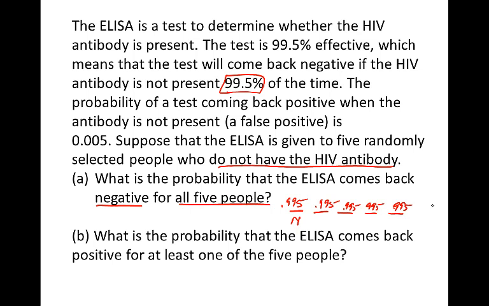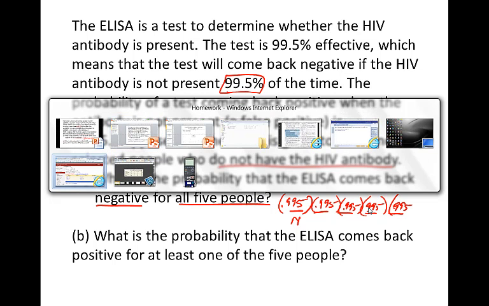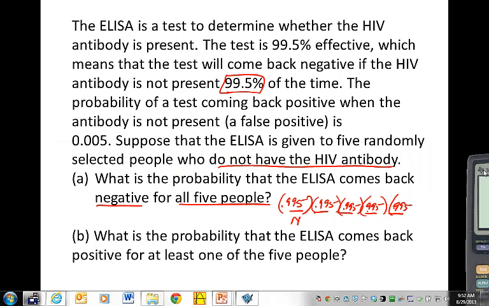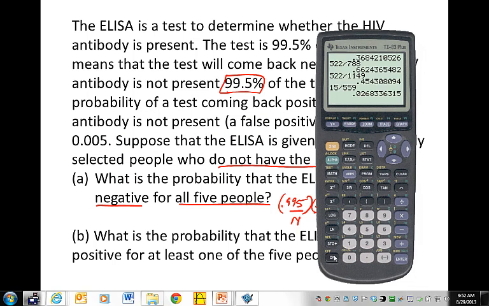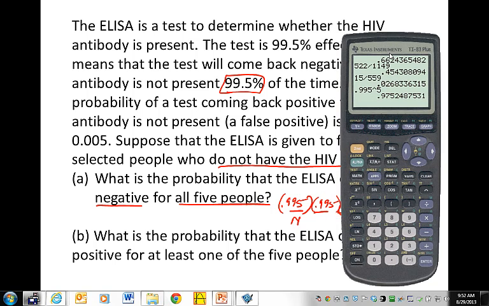And then I multiply those together because we want this one to come back and this one and this one and this one and this one and this one. So I can get my calculator out. So this is 0.995 raised to the 5th power. 0.9752.